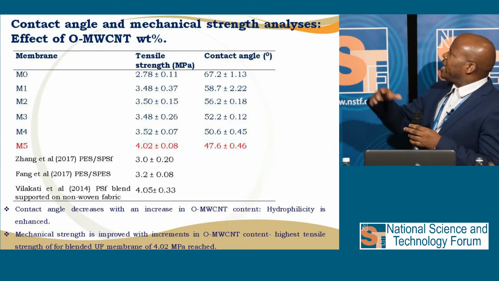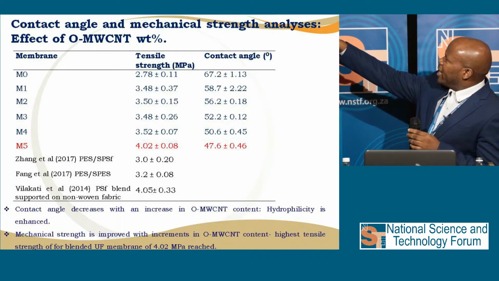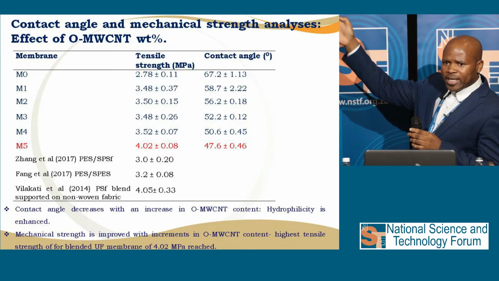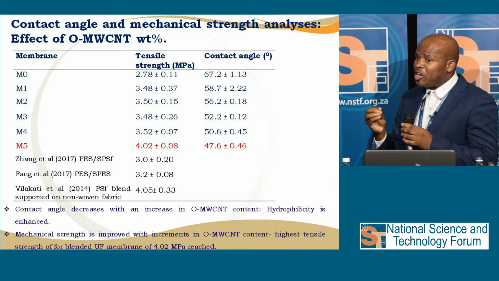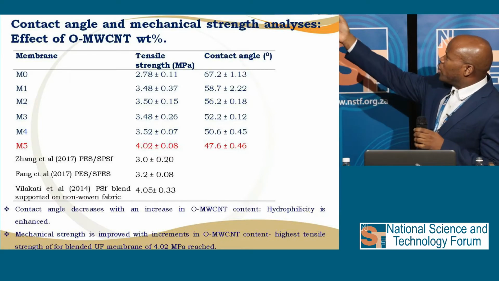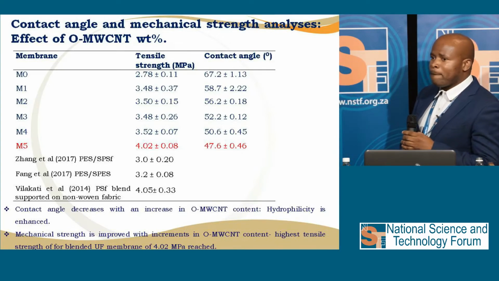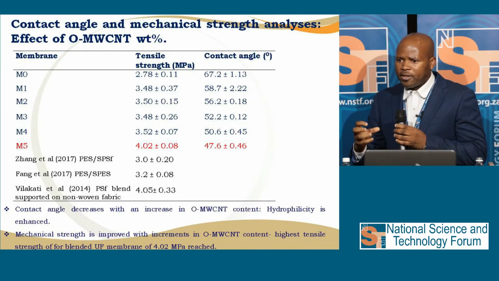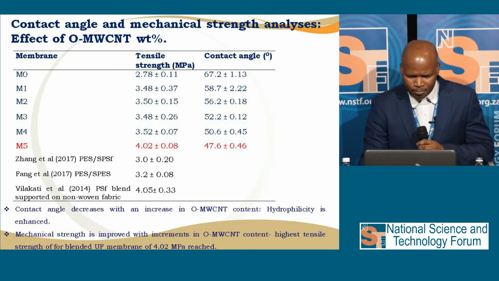So what then happens, you just play around with the use of carbon nanotubes. And as you can see, if you look at M5 there, the highlighted M5, you have now used carbon nanotubes in that system, and you've got 4.02 megapascal, which is the kind of strength that you actually want for the membrane, for it not to break down. And it's comparable to what you have seen, whether in literature or even in industry. And also, the last one talks about what is called the contact angle, which is just the hydrophilicity of the material.